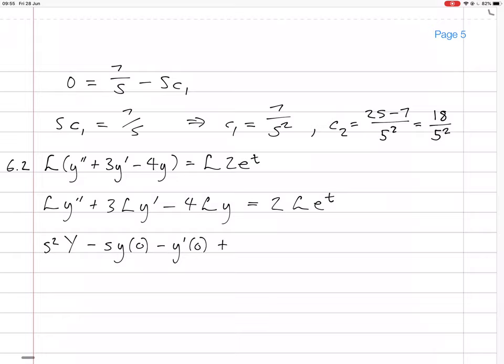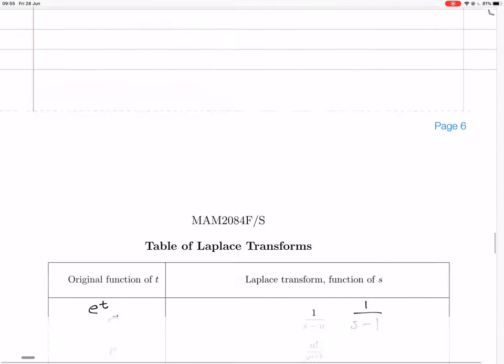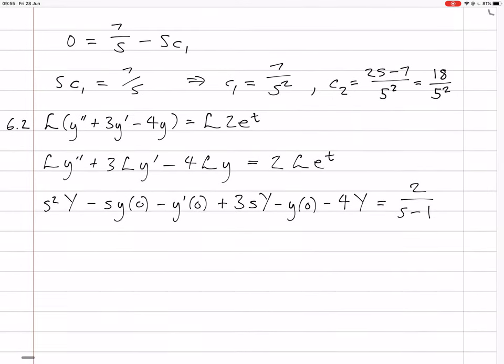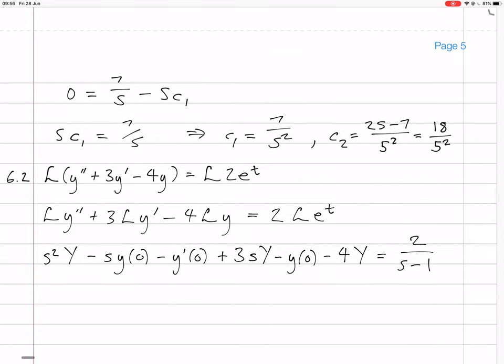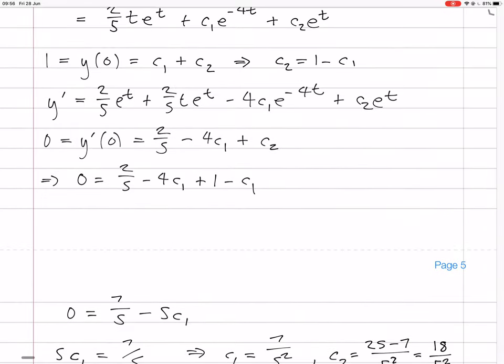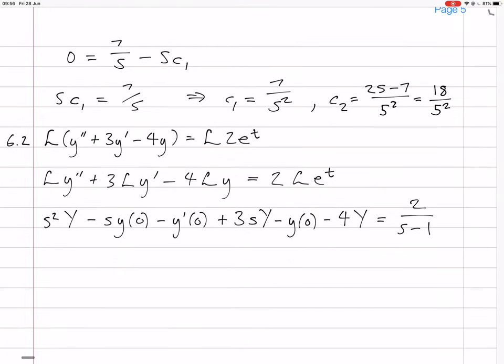Then we had plus 3 times, and then an s y minus y naught. Then we have times 4 times, and then the Laplace transform of y is just big Y, and then e to the t, that was what, s minus 1, right? So you have 2 over s minus 1 because there's that 2 in front of it. Just check that. Yes, s minus 1. Okay. Now, the initial conditions help here because we had y of naught equals 1 and y dash naught equals 0.